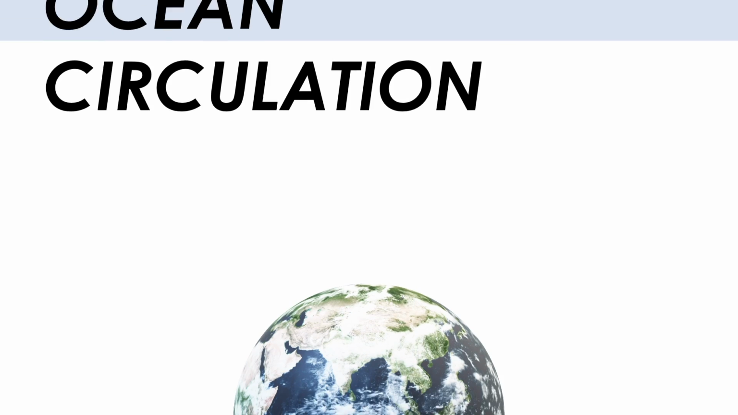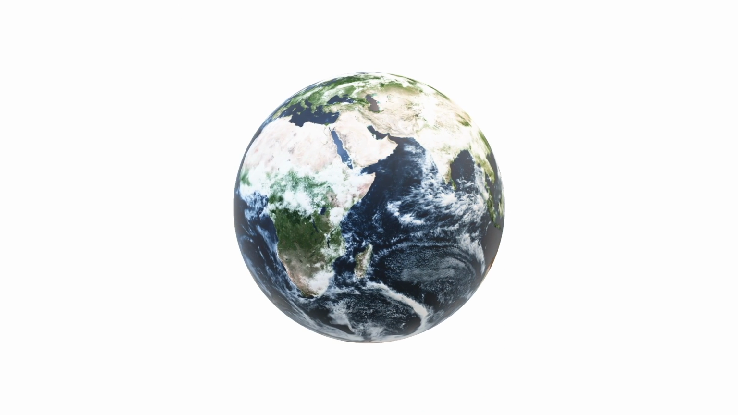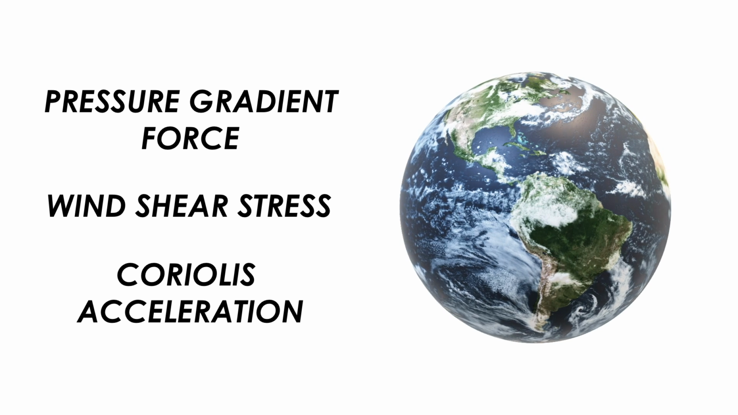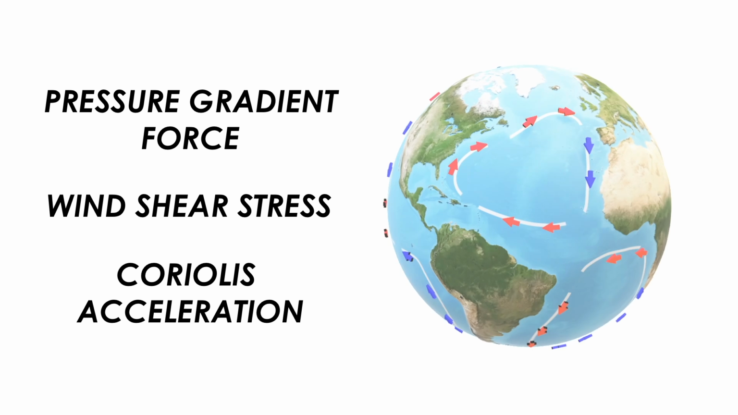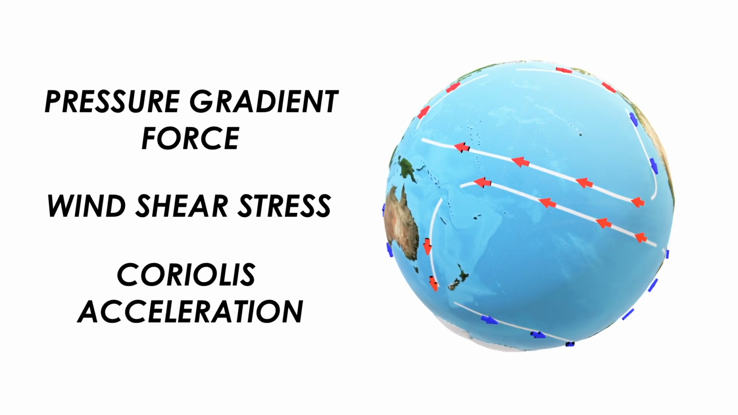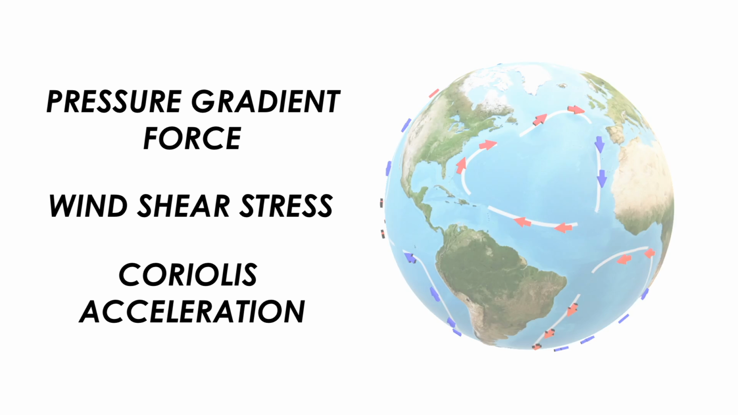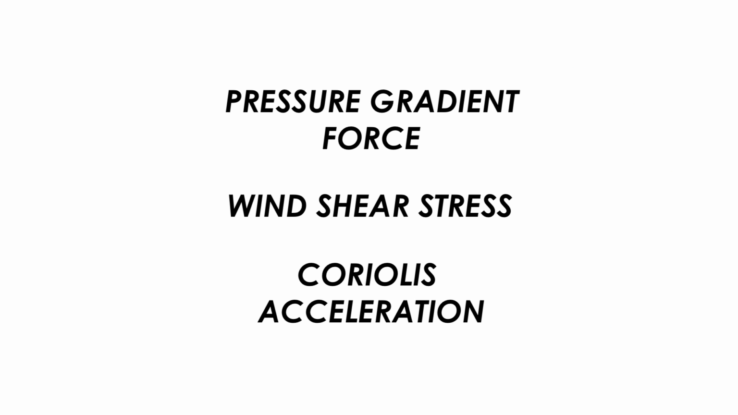As we know, the mean circulation of the ocean is steady and is balanced by three different forces. The first is the pressure gradient force, then wind shear stress, and the Coriolis acceleration. Around the Earth, we can clearly see this interaction in ocean gyres. However, at the equator, the Coriolis acceleration drops to zero.